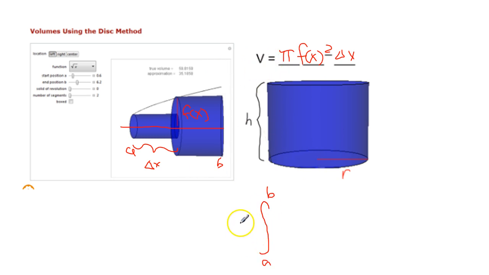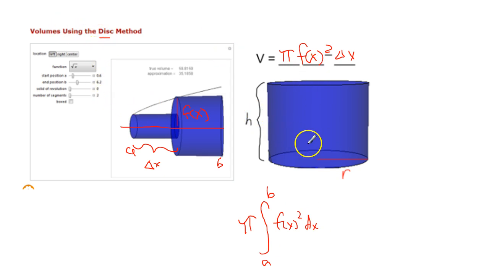And then pi being the constant, I can pull it out. So I'll pull a pi out right here, and then f of x squared is our function that was squared, and then the delta x, remember, as we take the limit as delta x goes to 0, becomes our differential dx. So this is where the formula comes from for the disk method.